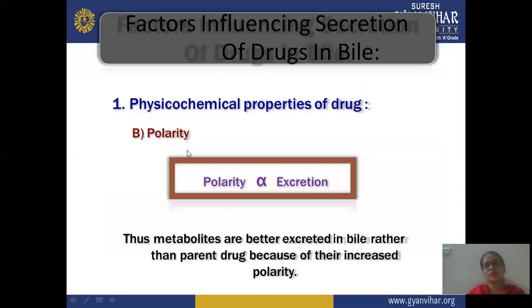And next in physicochemical properties is polarity. Polarity is directly proportional to excretion. The more the polarity of a drug, the more the excretion by the biliary route. And these metabolites are better excreted in bile rather than the parent drug because of their increased polarity. We already said that it's directly proportional to excretion. Suppose a drug has more polarity and more metabolites. In this condition, it's more excreted by the biliary route due to the increased polarity. So it is directly proportional to excretion rate.